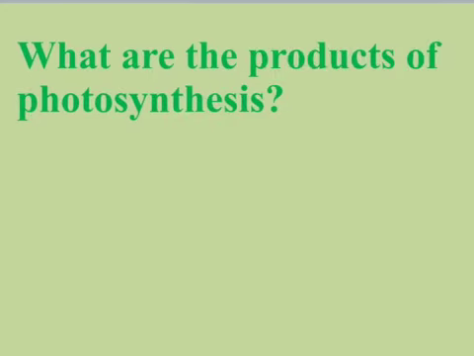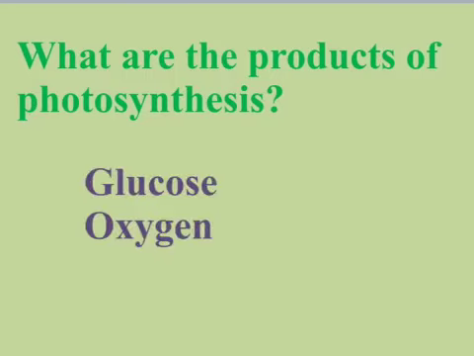What are the products of photosynthesis? So remember, the products are what we make. Products are what come out, whether they're things we want or things we don't want. So the products are glucose and oxygen. Remember that glucose is what the plants want, and as far as the plant is concerned, oxygen is a waste product.